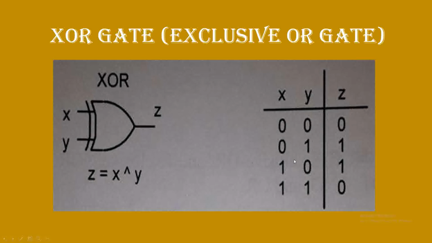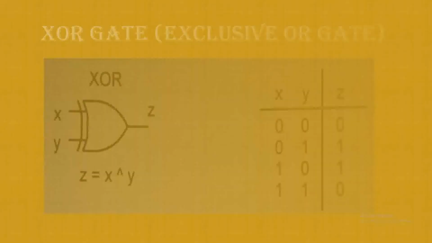You can note this down or jot it somewhere. Identical inputs in an exclusive OR gate will give you 0. Otherwise, it will give you 1. If they are not identical, definitely it will give you 1. So that is exclusive OR.